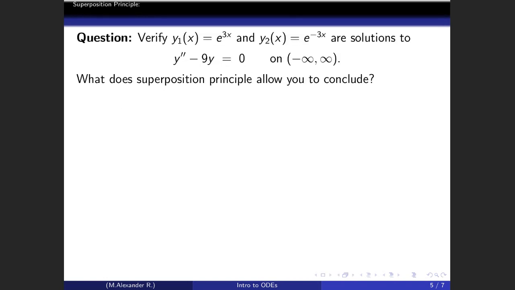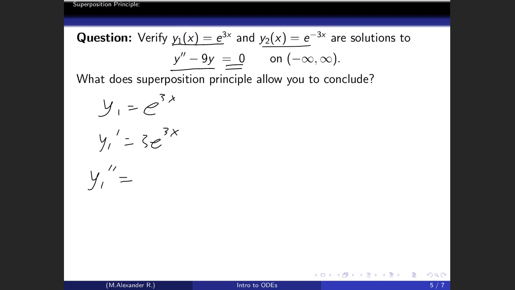All right, so now a type of question that you might have is, verify that these two functions are solutions to the differential equation. What that means is that if we plug y1 into the differential equation, do we get that to be equal to 0? Well, let's do the check here. The y1 function is e to the 3x. The first derivative is 3e to the 3x. And the second derivative of that function is 9e to the 3x.